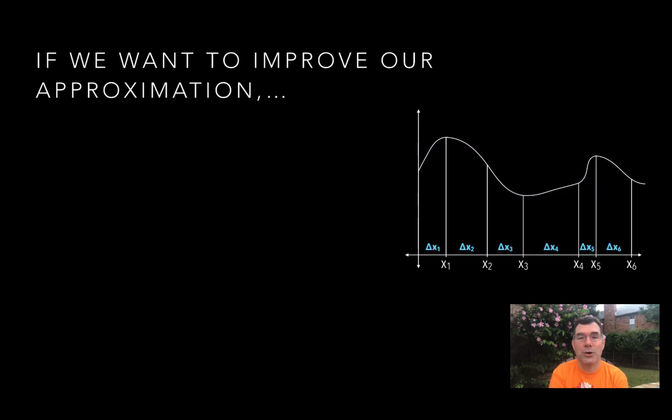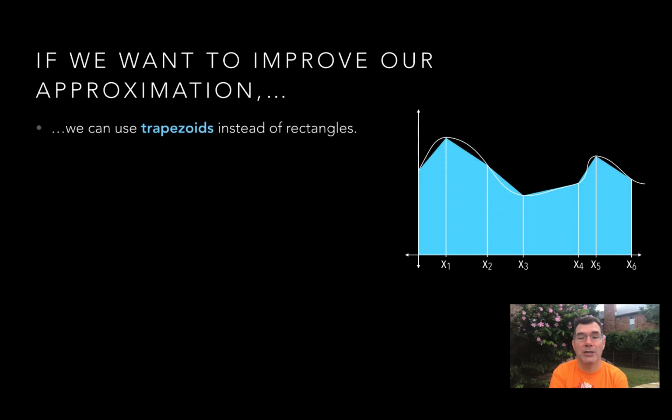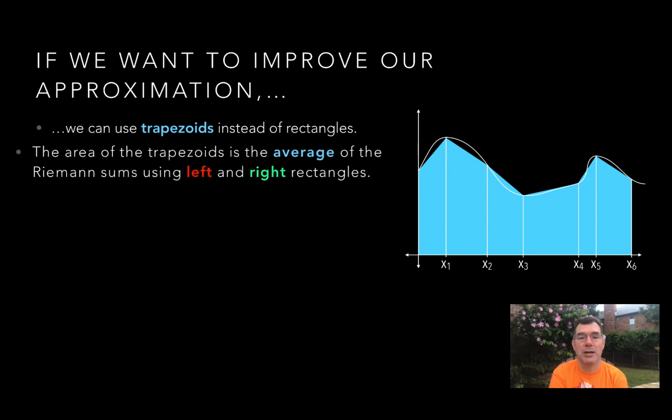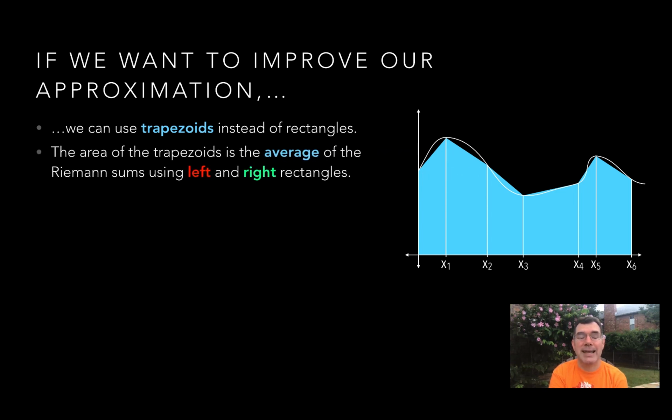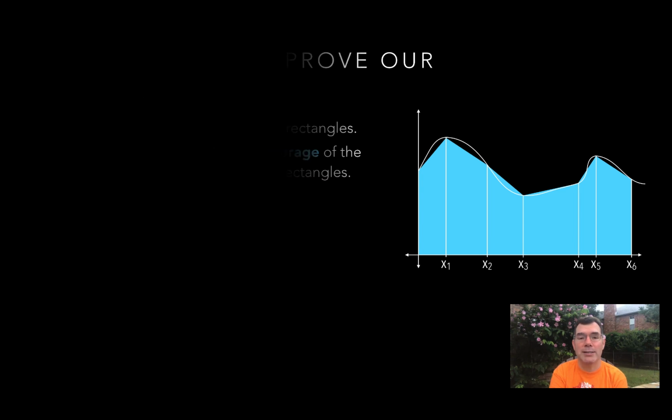Now, if rectangles don't give me a good enough approximation, what I can do is use trapezoids instead. That could get me closer to the actual area, but it still does leave some gaps and some overages. It's still an approximation of the area under the curve. To calculate a trapezoidal sum, if you've already calculated your left rectangle Riemann sum and your right Riemann sum, you can just average those together, and that will give you the area of trapezoids.